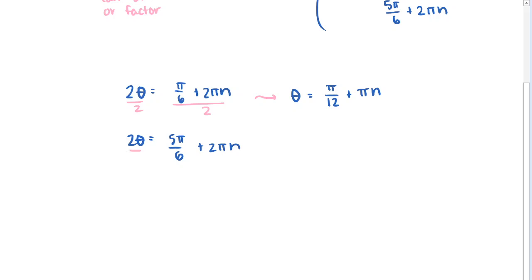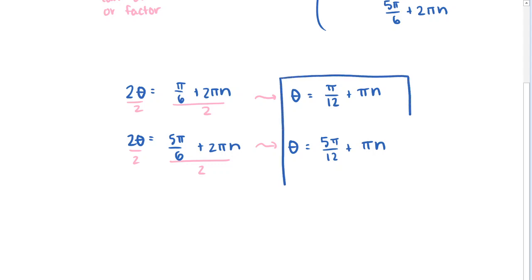And if I take the second set of solutions and I divide both sides of the equation by 2, I get another family of solutions. I get theta is equal to 5 pi over 6, not pi over 6, 5 pi over 12, sorry about that, plus pi n. And so these are the solutions to our equation, sine of 2 theta is equal to 1/2. Really, these are the angles which double to solutions of sine of theta is equal to 1/2.